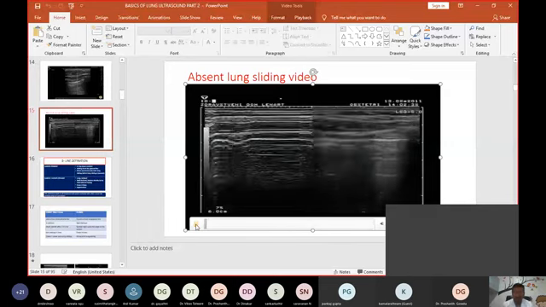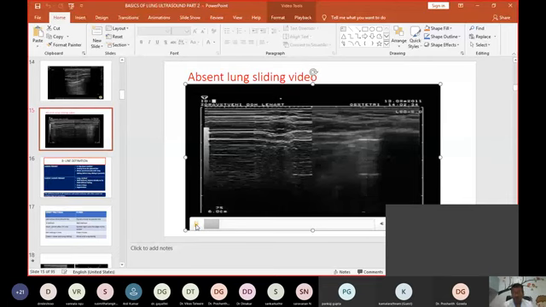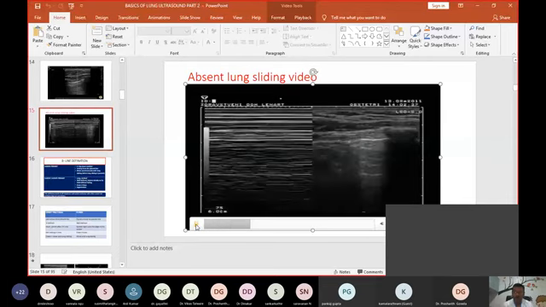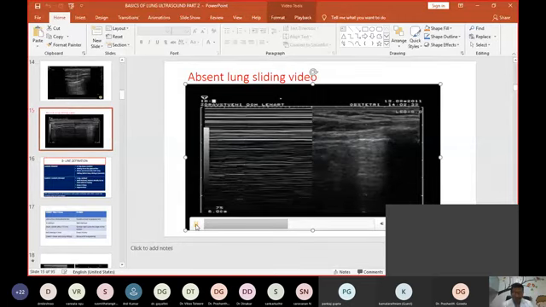So again I am playing, concentrate on B mode. You can't appreciate any lung slide at the pleural line. You put M mode across and then you can get this appearance. So if you are not able to appreciate lung sliding on B mode, just put M mode across and see whether you can see seashore appearance. If there is lung sliding, you will see seashore.